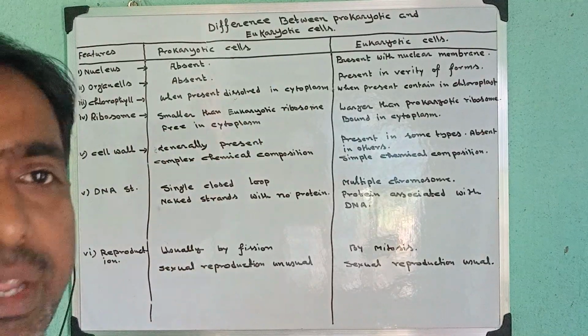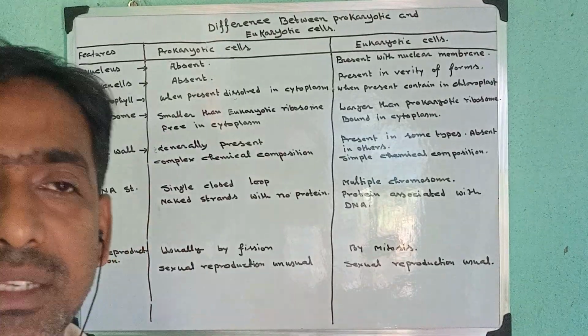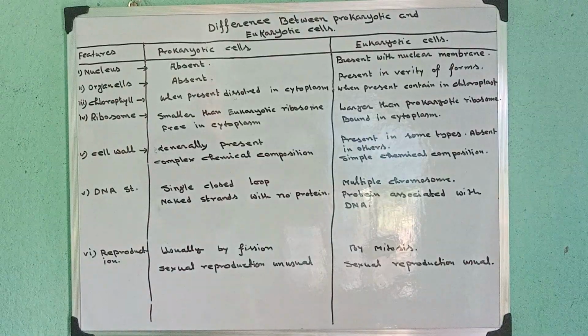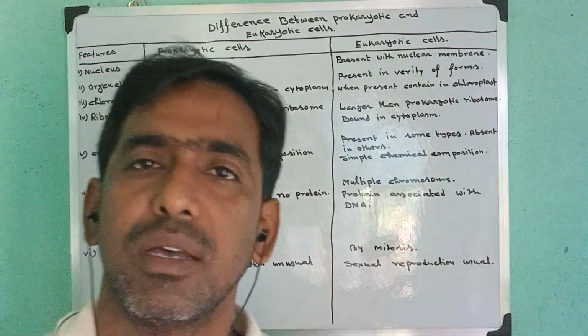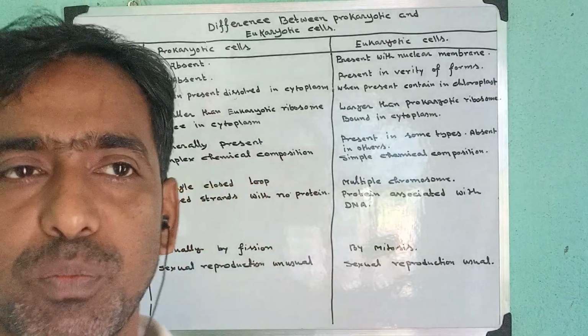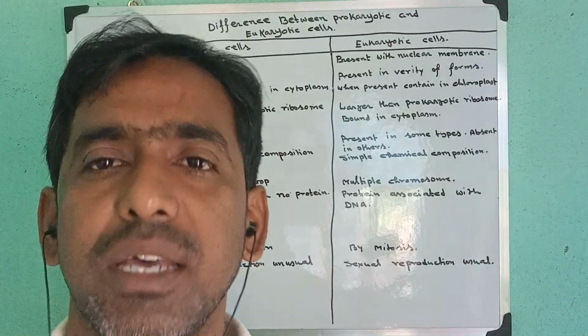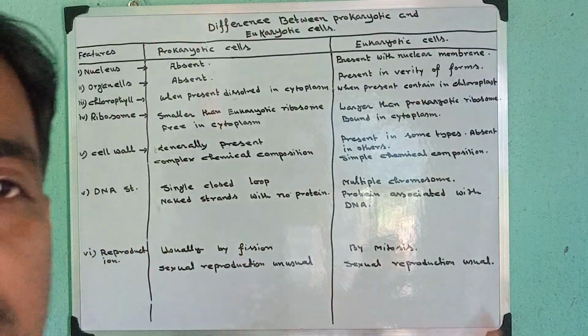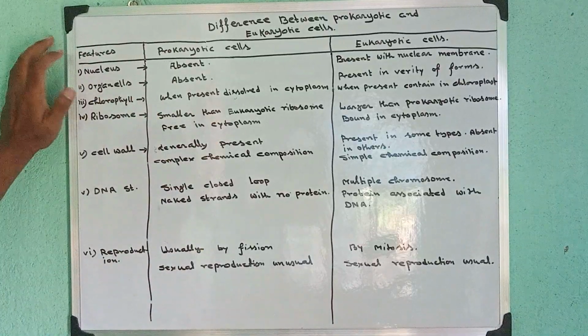So, what is prokaryotic? Pro means, as we all know, primitive, and eukaryotic means the advanced type of cell. The pro and the eu: one is the primitive and the other is the advanced type of cell. So there is a difference between the prokaryotic and eukaryotic cell that you all know.